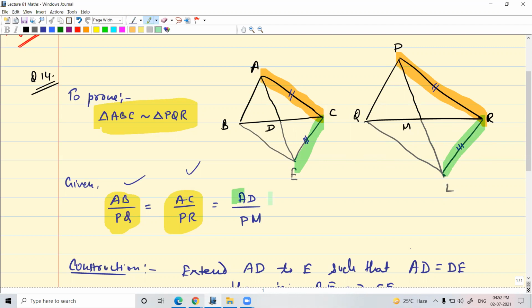Now we also know that AD by PM are also in the same ratio. So if AD by PM are in the ratio, then twice AD by twice PM will also be the same thing, right? So AE is basically twice of AD. That's what we can write.